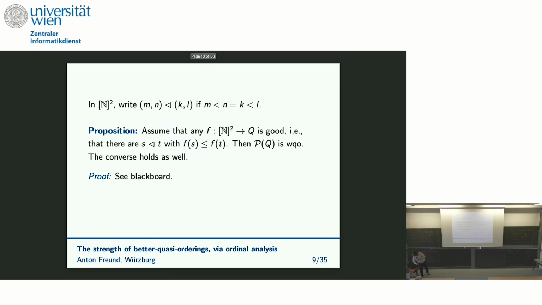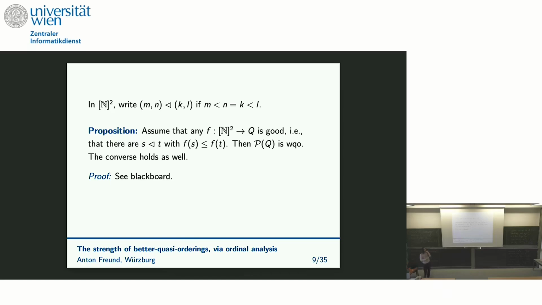So, please interrupt at any point. Otherwise, we can now really approach the definition of better-quasi-orderings. And maybe the crucial step is this proposition here. The idea is we want to repair the theorem, and we want to somehow ensure that the full power set with all the infinite subsets of Q becomes a well-quasi-order. To do that, we somehow have to strengthen the assumption. So we have to assume more than that Q is a well-quasi-order.